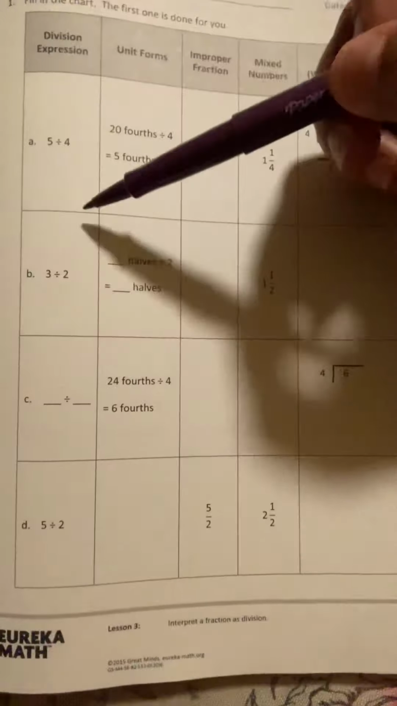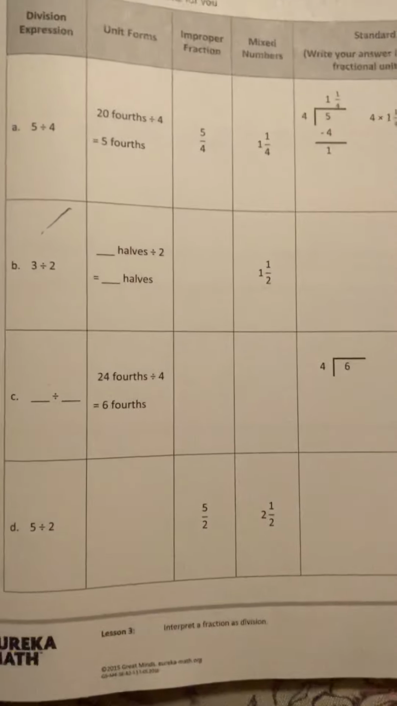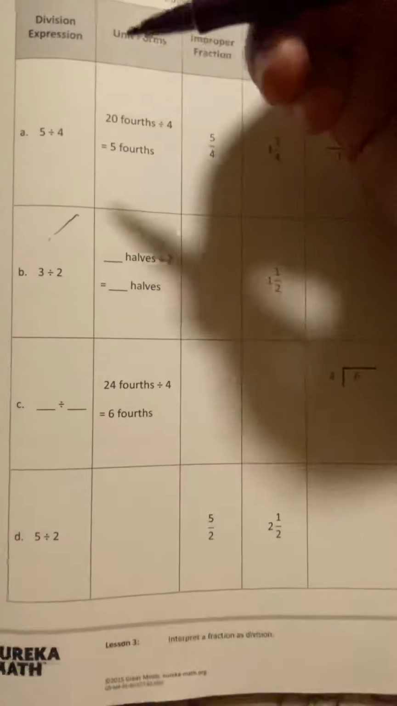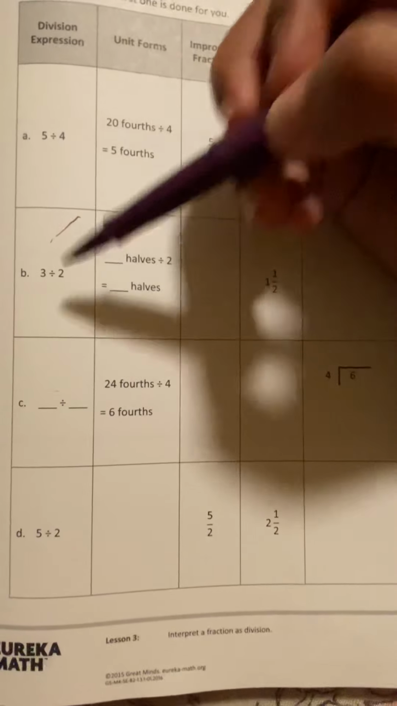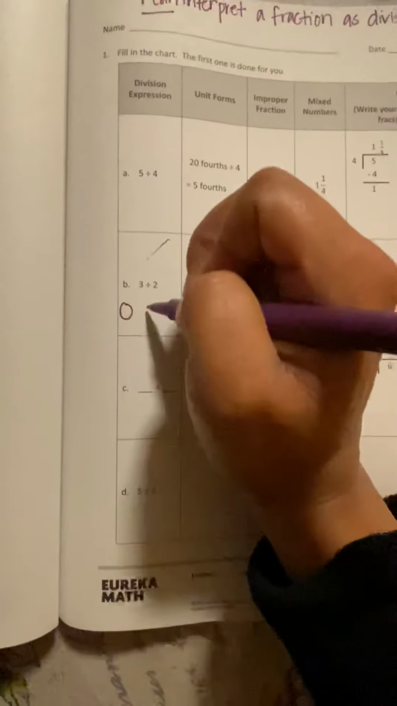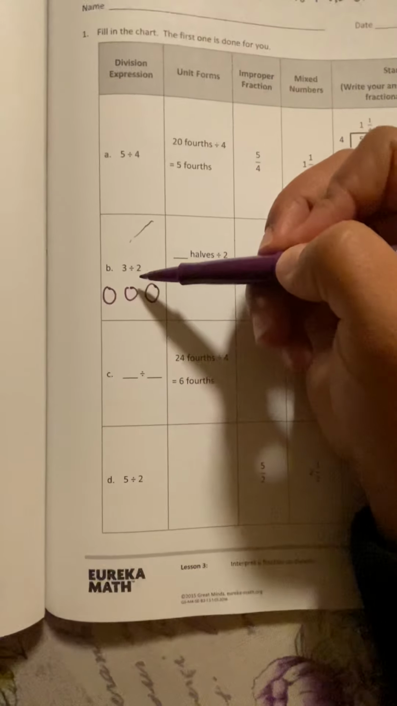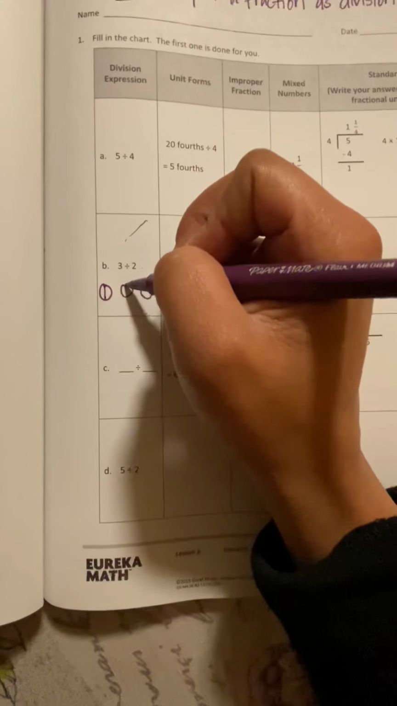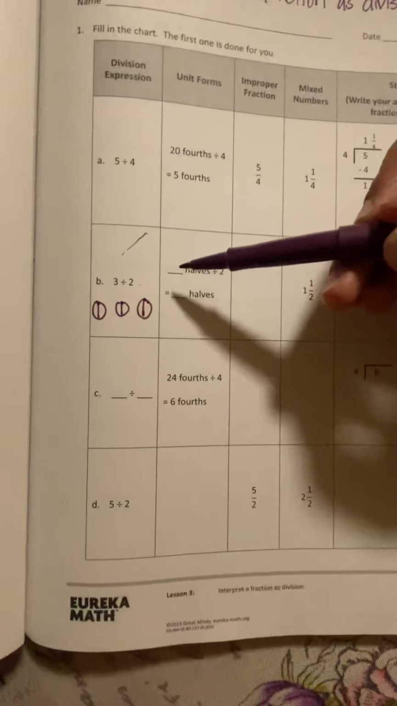Okay, so we know that this number sentence says 3 divided by 2. That means we're going to share 3 cookies with 2 friends. Each cookie would have to be split in 2 pieces so that each friend gets 1 piece of the cookie. So 1, 2, and 3.